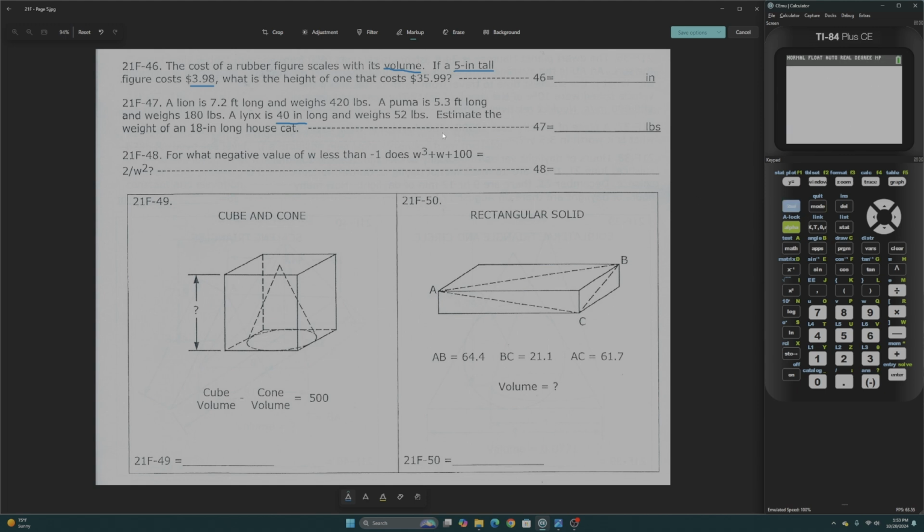Okay, so I have to estimate the weight of an 18-inch long house cat. So we're gonna put y1. We're gonna have to plug in 18, and we're gonna have to convert it to feet because that's what all the other things are in. And I think I could just cube it on the outside, and it's gonna do the parentheses, and then it'll treat it as x. Okay, 3. No, that's definitely not right.